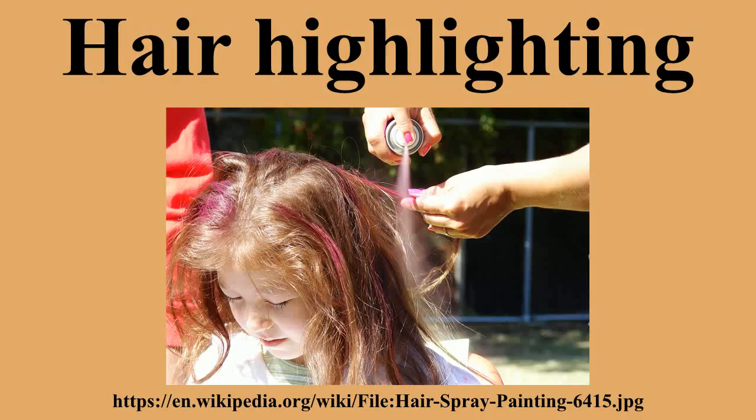In highlighting hair, hydrogen peroxide mixed with pigment is used to change the color of the strand. This process is also used in applying lowlights to the hair. In this process, hair dyes are used to create strands of hair that are darker than the natural color.